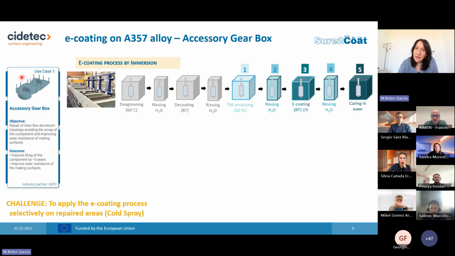Okay, so as I have explained before, the coating process is usually applied by immersion. But now we want to apply it selectively, just where we need it.